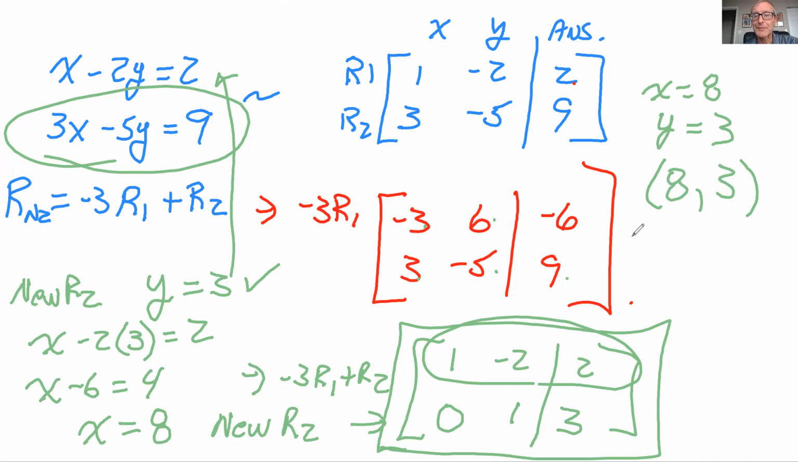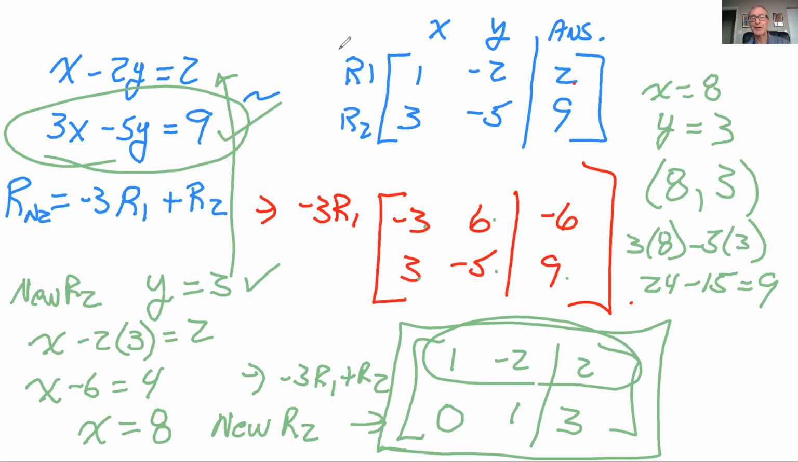So let's plug that in. You would get 3 times 8 minus 5 times 3. And so that would be 24 minus 15, and that gives you 9. You can see that that satisfies that equation as well.